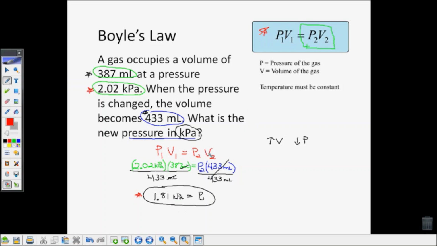The other thing you want to make sure of is that your units of volume match. Notice how the unit of volume here is milliliters. We want to make sure that that matches the unit of volume here, milliliters. If they were different, for example, milliliters and liters, we would need to convert them to be the same. So watch out for that as you solve your problems.